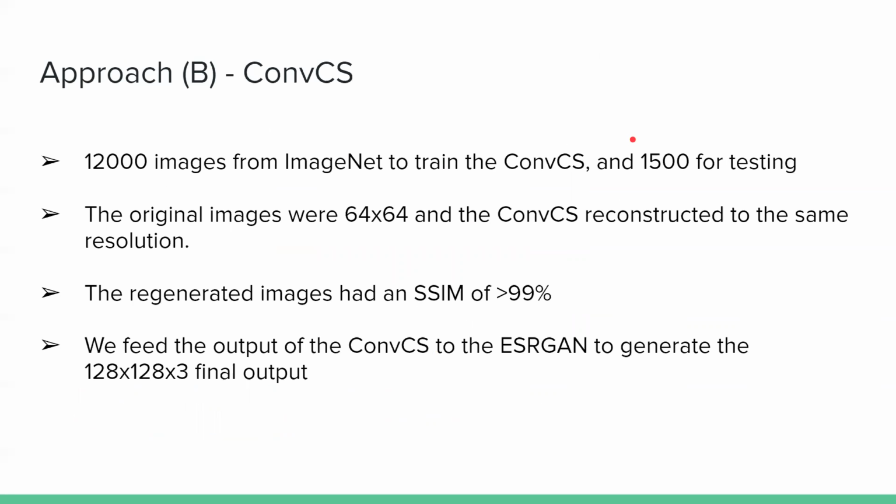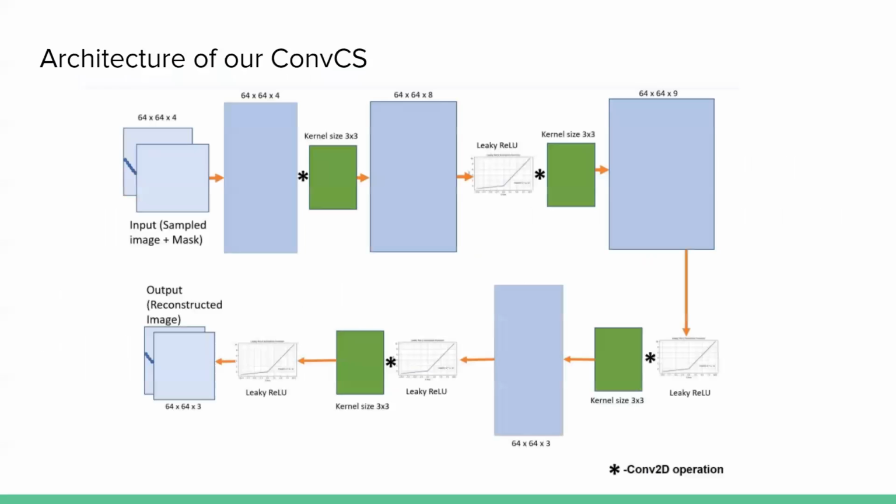The second approach is using our neural network called CONCS. We used 12,000 images from ImageNet to train the CONCS, and it was tested on 1,500 images. All the images were 64 cross 64, and the reconstructed images were of the same shape. We got good reconstruction with SSIM of more than 99%. We feed the output of the CONCS to the ESRGAN, which is a super resolution network, to generate a 128 by 128 by 3 final output. So this is the architecture of the CONCS.